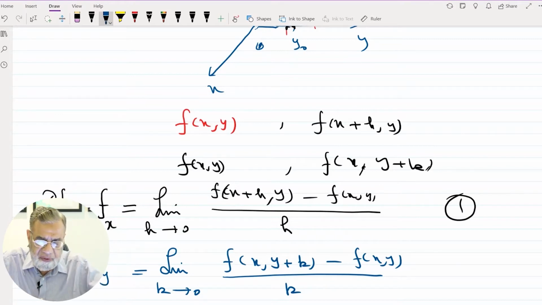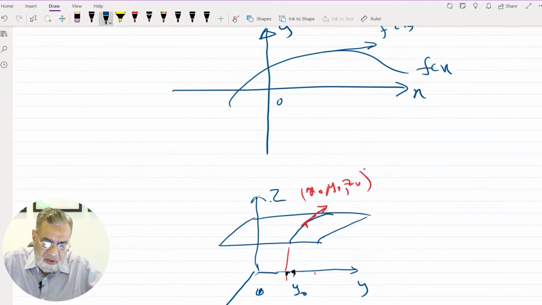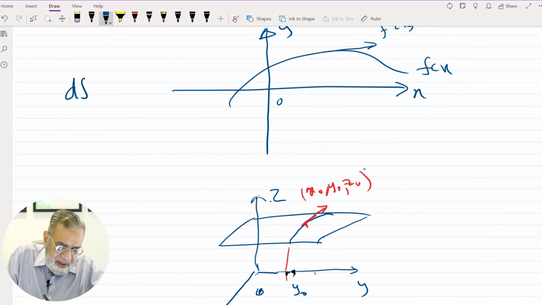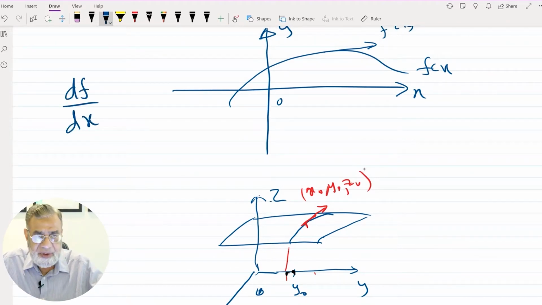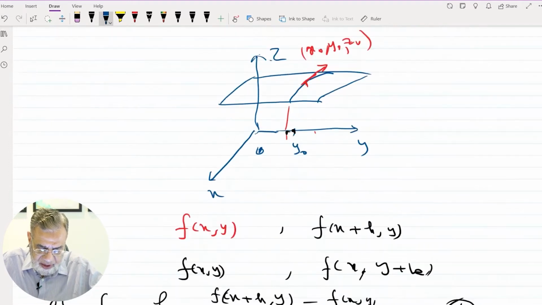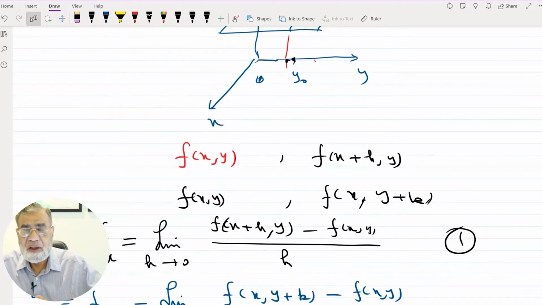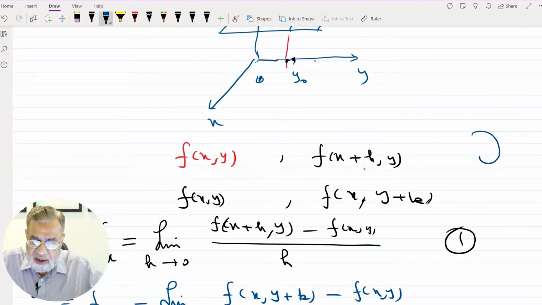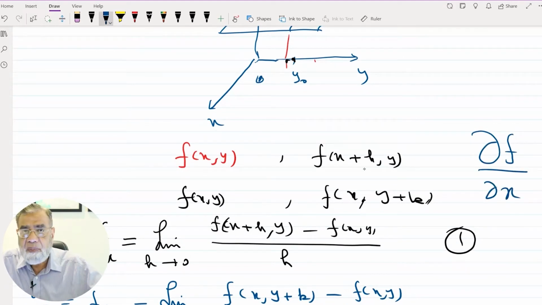So here when we discuss the derivative in one variable, we say df by dx, because it is a function of only one variable, so we take d. But here it is a function of two variables, so we don't take d, we say partial. So you must remember this is for the partial f over partial x. We take part of the derivative, we're not taking the total one.